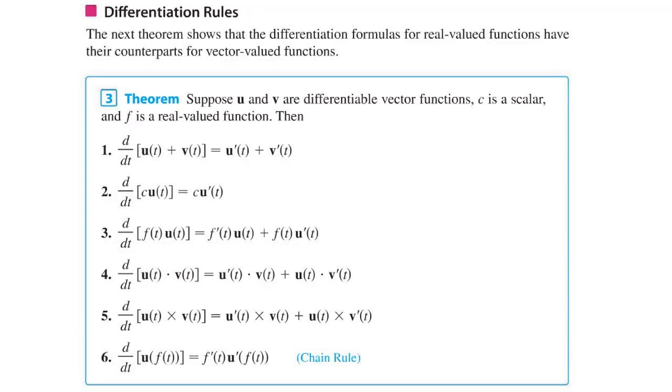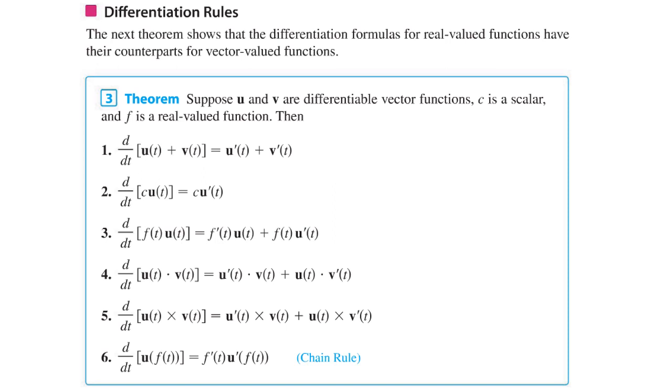And so some differentiation rules. This is very much like what it is if you're talking about stuff from Cal 1. You have the constant multiple rule. You have the sum and difference rule. That would be number 1. The constant multiple would be number 2.